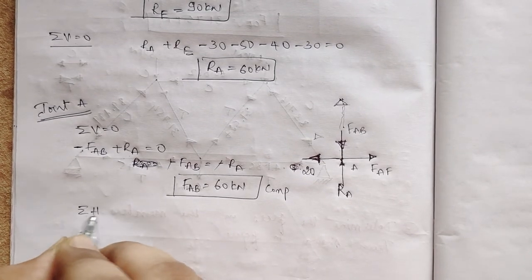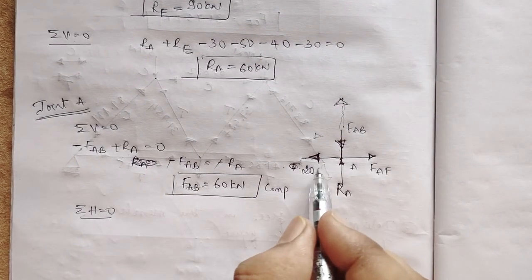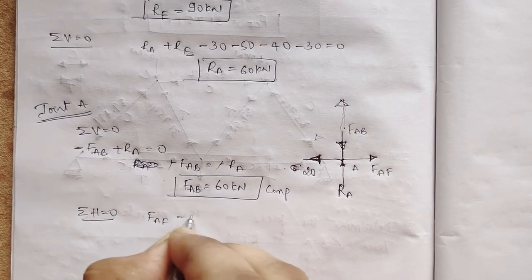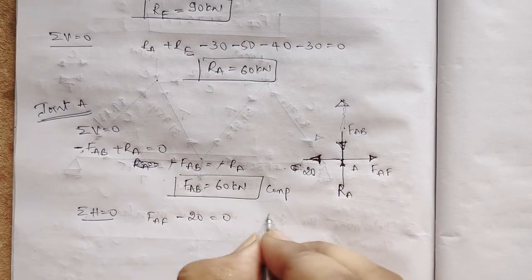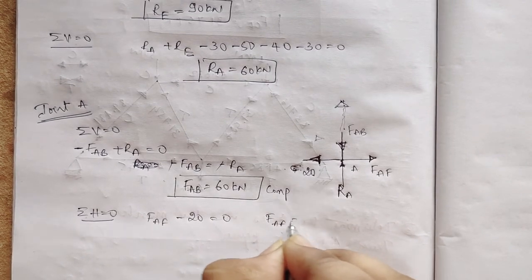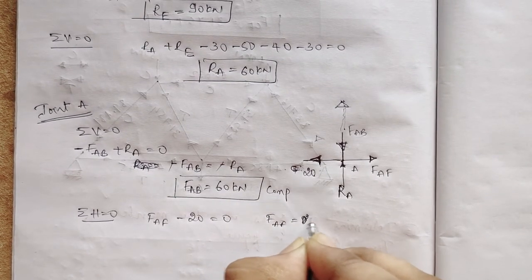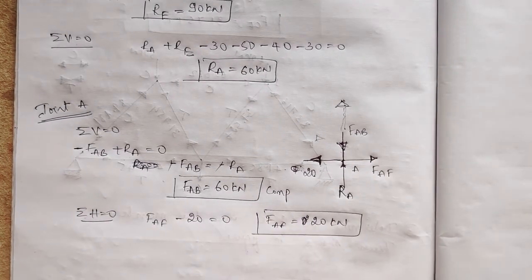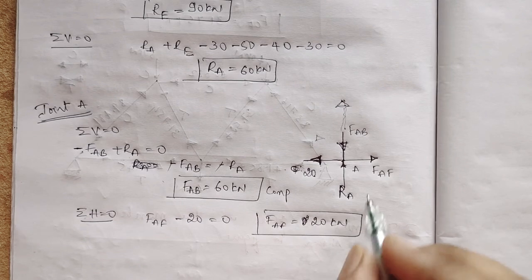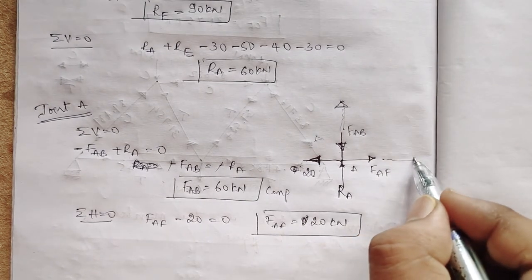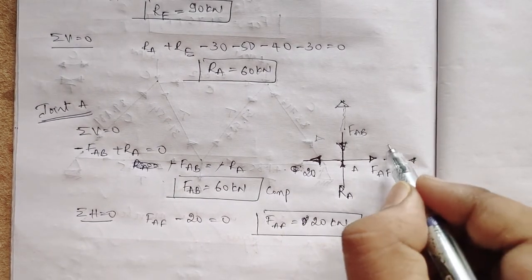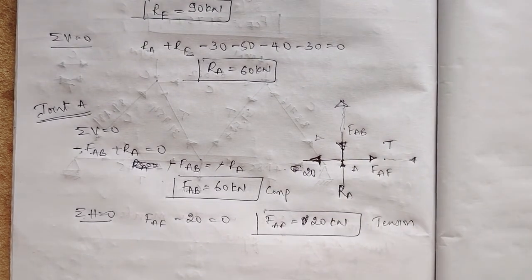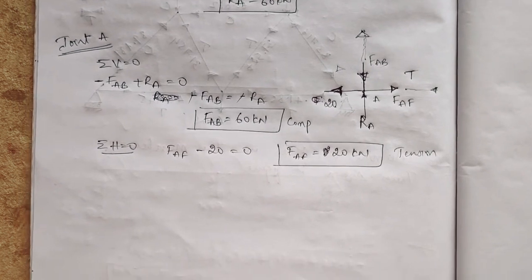Summation of horizontal forces is equal to 0. See here, left to right positive. So FAF minus 20 is equal to 0. So FAF is equal to 20 kilonewton. I got FAF as 20 kilonewton. Another end will be like this. So moving, coming towards each other, it is tension. I hope you are understanding.